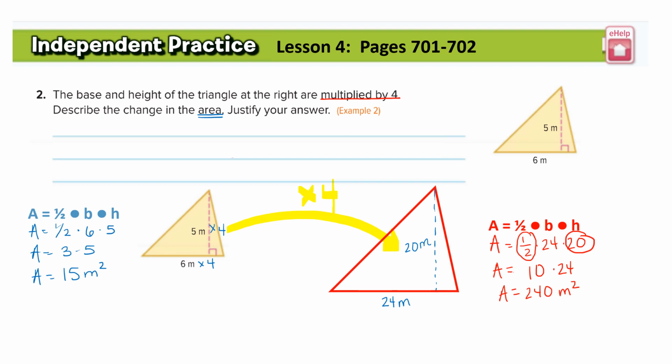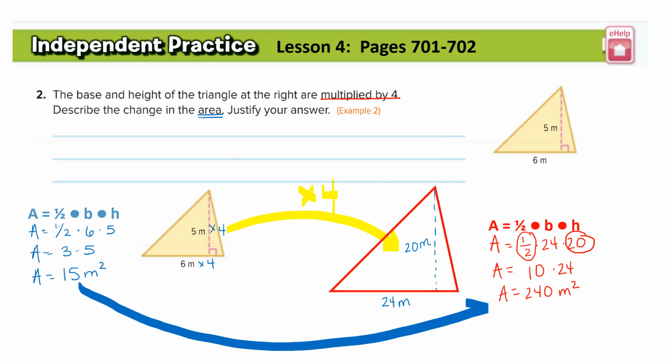So what do I have to multiply 15 by? Let me get my highlighter. What do I have to multiply 15 by to get 240? Well, put 240 in your calculator, divide it by 15, and you'll get 16.